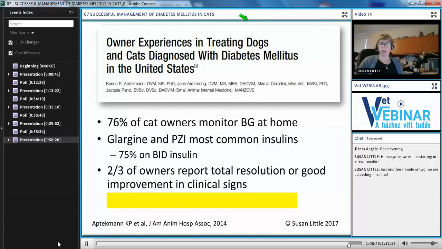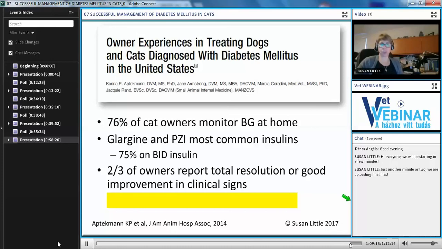This is a study that looked at owners' experiences treating cats with diabetes and found that most cat owners are able to monitor blood glucose at home, so that's good news. Glargine and PZI were the most commonly used. The PZI, of course, isn't available in all countries, but Glargine is. Most cats were on BID insulin, and most owners said that their cat was doing really well.